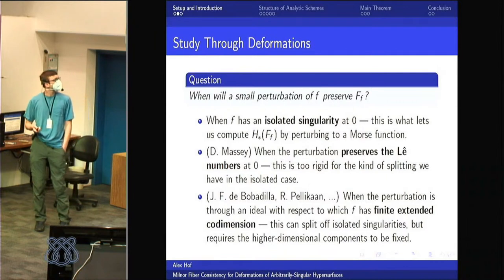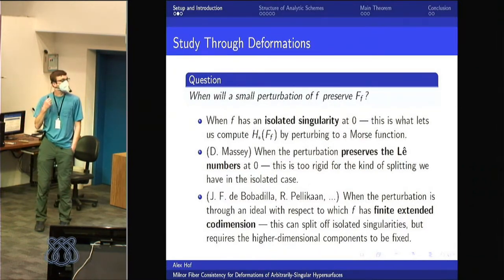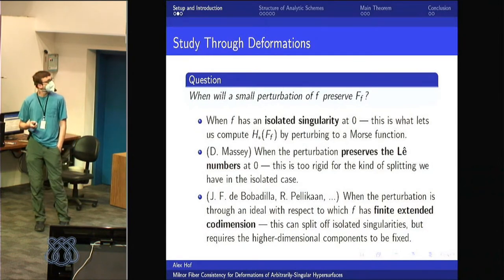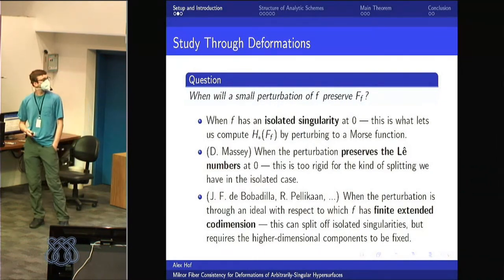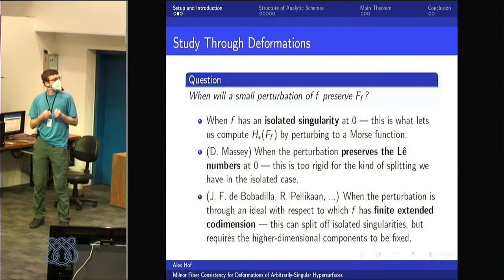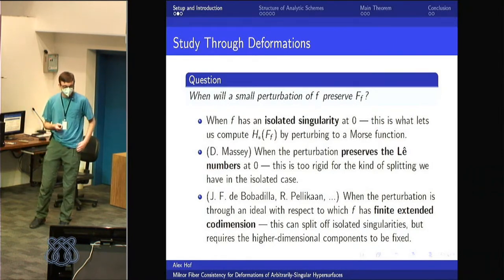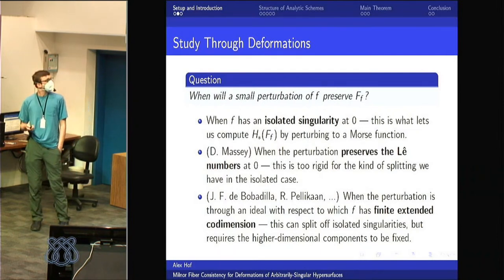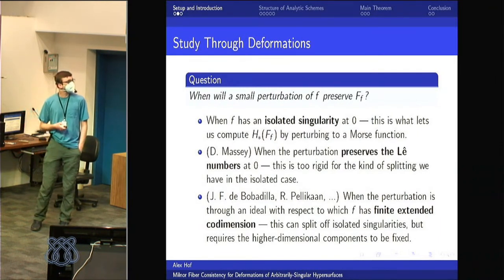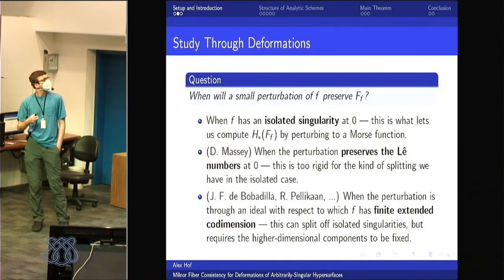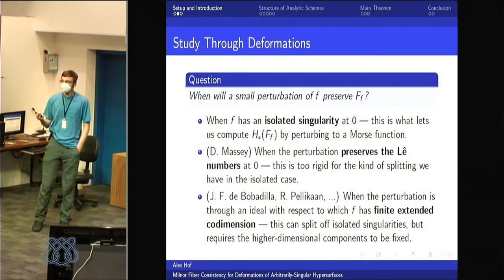And another that I thought I'd mention, the most general version of this, is due to Javier Fernández de Bobadilla, building off things that had been done by Rudé Pellikaan and really many other people, probably too many to list. There's this machinery that was worked on in the 80s and 90s, and then Bobadilla's big paper on this came out around 2005 or so, of this theory of finite extended codimension with respect to some ideal. So if you have some ideal that is not too bad with respect to F, and you perturb through that ideal, then again you get this consistency of the smooth fibers. And this lets us morsify in the sense that we split off Morse points.